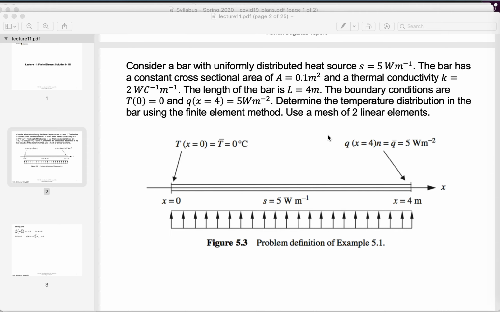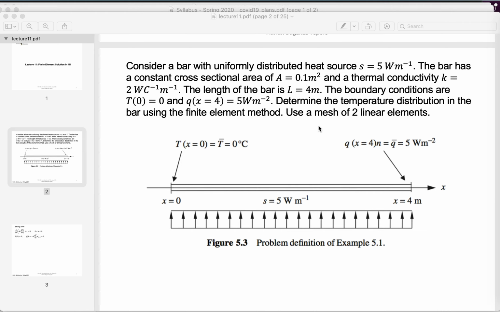For the second part of the extra Python lab, we're gonna use this example that we have already solved. This is from lecture 11. It's a 1D heat transfer problem that we solved for the steady state. We had an essential boundary condition at the left end, a constant source term over the bar, and a flux boundary condition on the right end. And we are given the conductivity and the cross-sectional area.